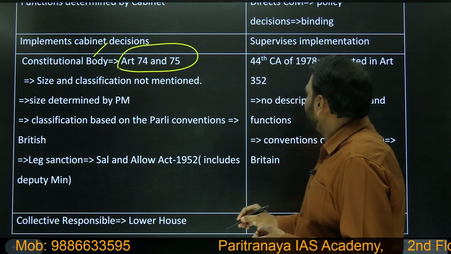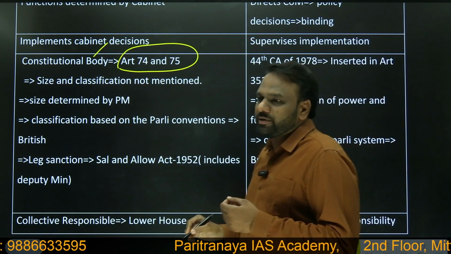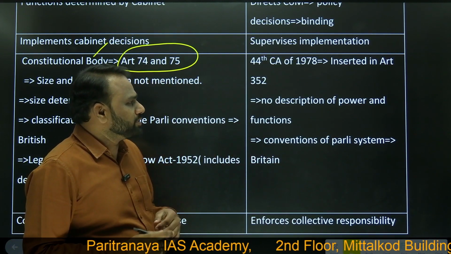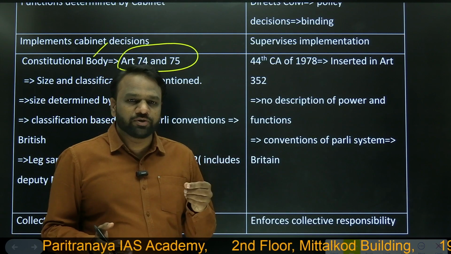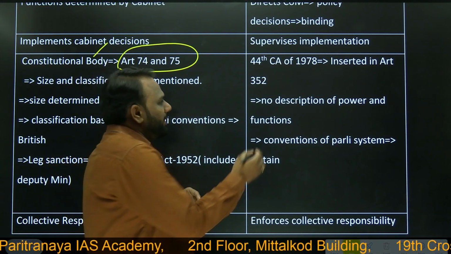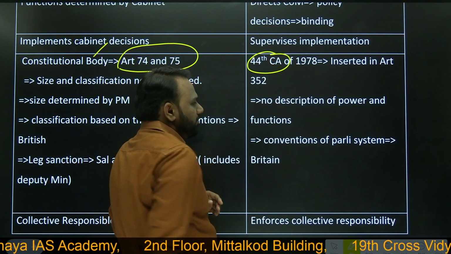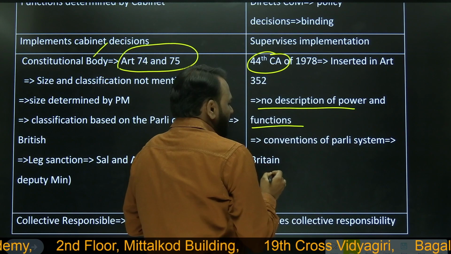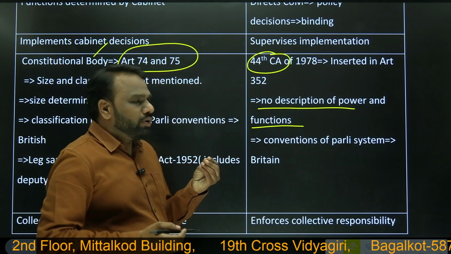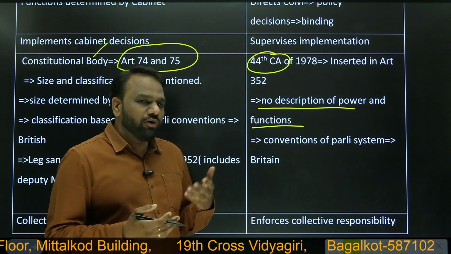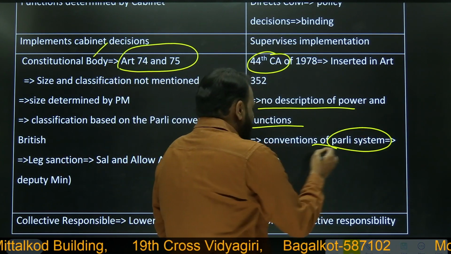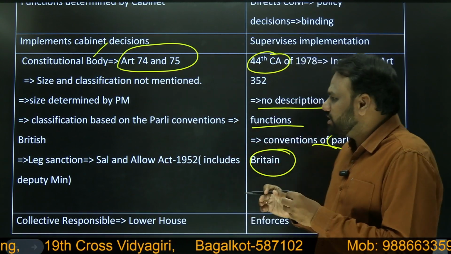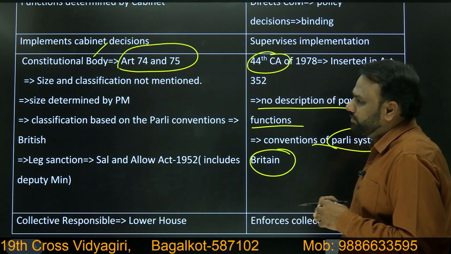Similarly, is cabinet a term present in our constitution? Yes. When we got independence and our constitution, initially this term was not there, but through the 44th constitutional amendment we inserted a term called cabinet. But there is no description of its powers and functions. So what do we do regarding the powers of the cabinet? We follow the conventions of the parliamentary system. An example is Britain. Whatever practices are present in Britain, the same practices we have adopted when it comes to the cabinet.